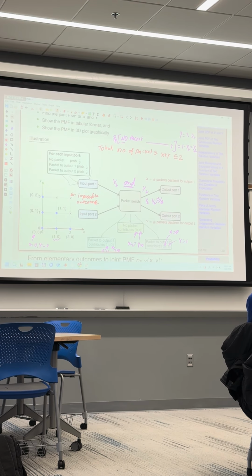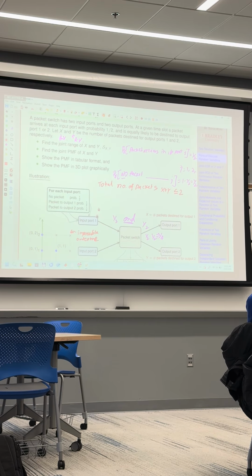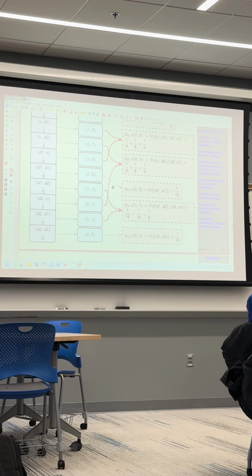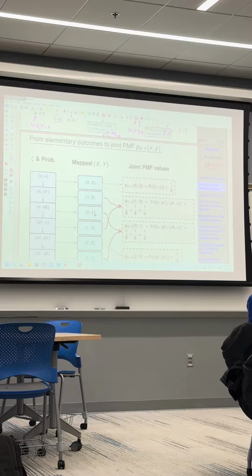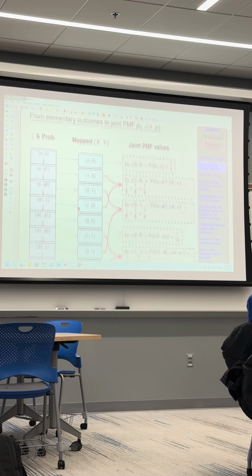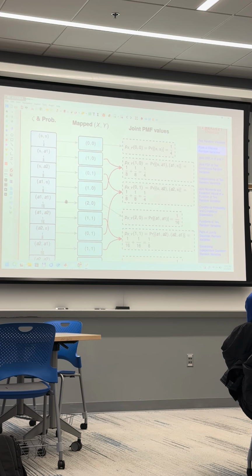So that's the illustration. Now let's see the joint range. I actually gave you the joint range right here. So joint range, again, try to understand the outcomes, elementary outcomes, guys. This outcome I denoted with zeta.